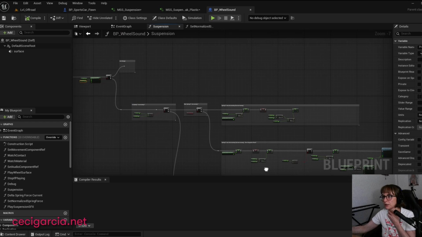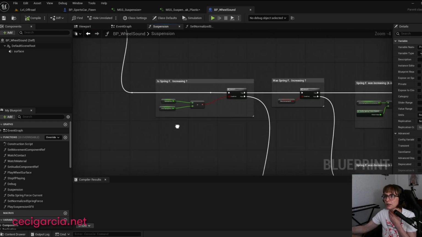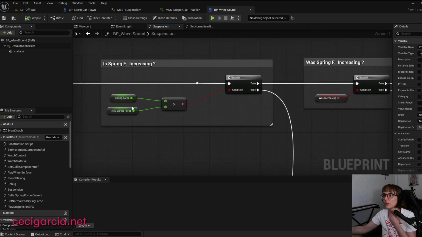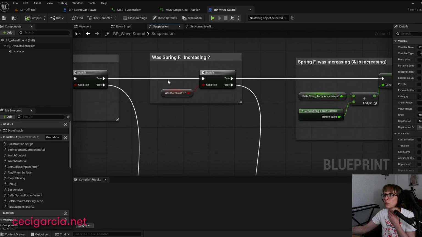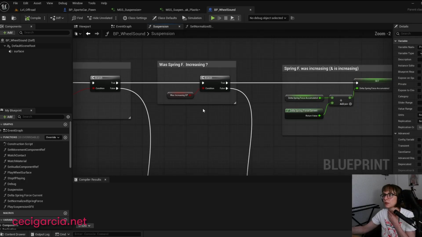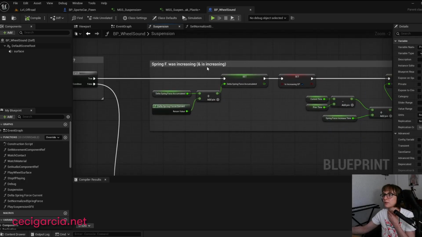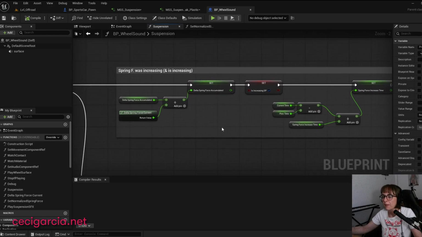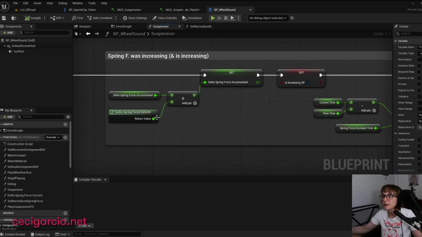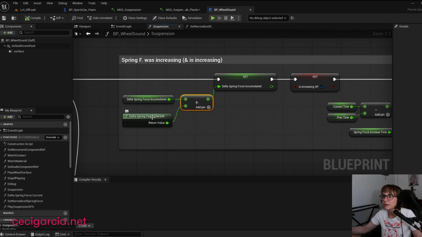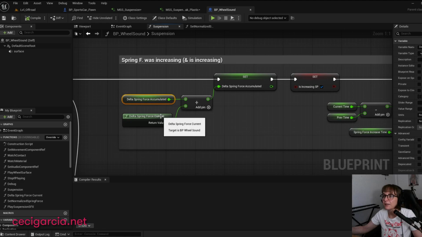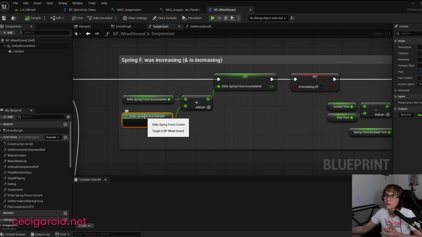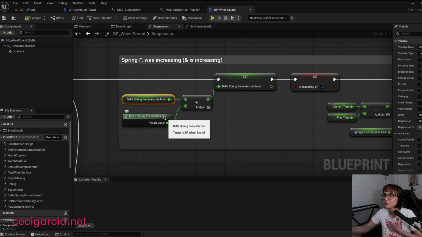So here is how I check it. If the spring force is increasing, I then check if it was increasing. And if it is and it was increasing, I just update some variables like the accumulated spring force, where I add the delta spring force value to the accumulated one.